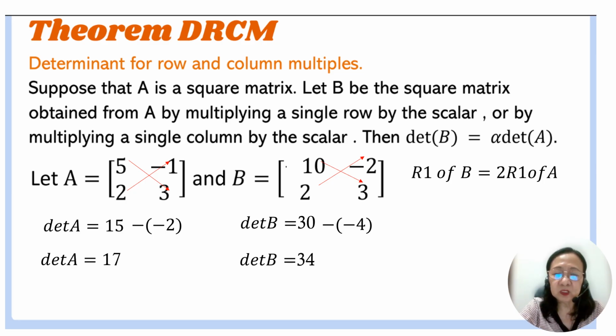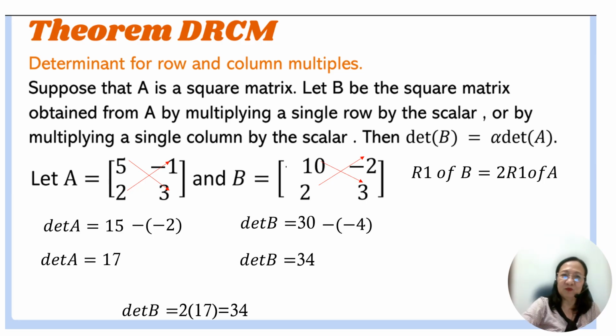Now, what you have observed within the two is that from the first matrix we have 17. And since the first row is multiplied by 2, the result for our determinant of B, that is 34, is 2 times our first determinant. So the determinant of B, which is 34, is 2 times 17. That is proven.